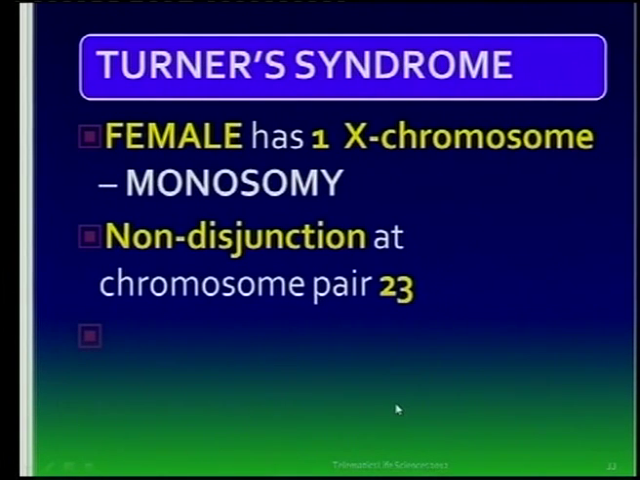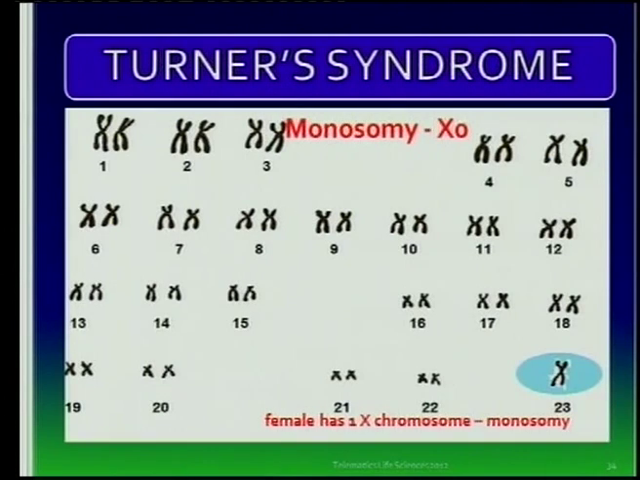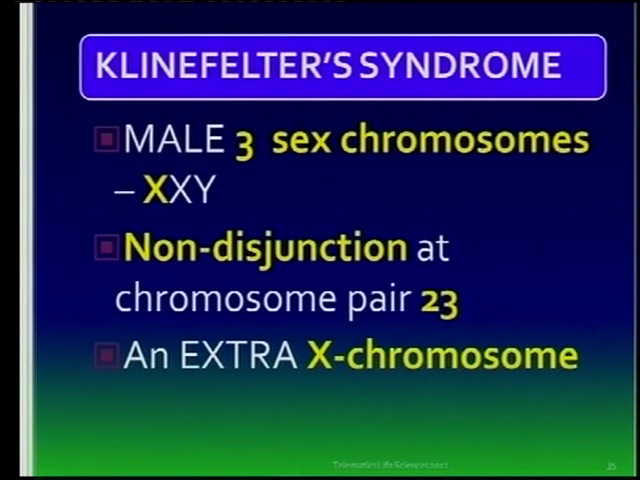Turner syndrome is where there is a problem with the sex chromosomes. That is where the female has 1 X chromosome missing, and that is because of what they call non-disjunction at chromosome pair 23. And we'll show them now. There you've got it, only the 1 X.